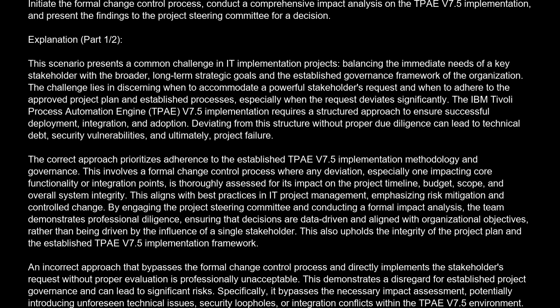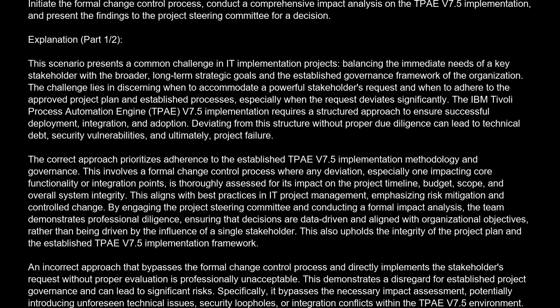The correct approach prioritizes adherence to the established TPv7.5 implementation methodology and governance. This involves a formal change control process where any deviation, especially one impacting core functionality or integration points, is thoroughly assessed for its impact on the project timeline, budget, scope, and overall system integrity. This aligns with best practices in IT project management, emphasizing risk mitigation and controlled change.